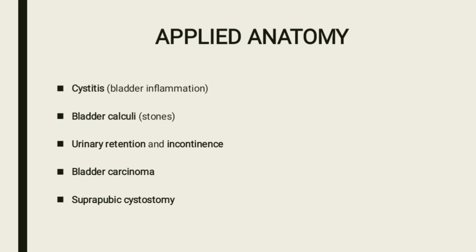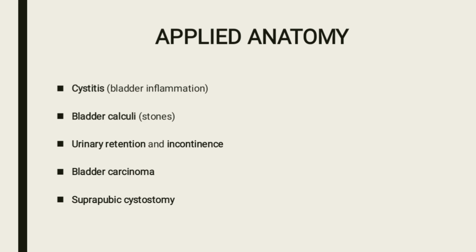Then lastly, applied anatomy. Certain conditions apply to the urinary bladder when the bladder becomes diseased. Applied anatomy includes several clinical conditions such as cystitis, which is inflammation of the urinary bladder, bladder stones, urinary retention, and incontinence. Incontinence means loss of urinary control, and bladder carcinoma.